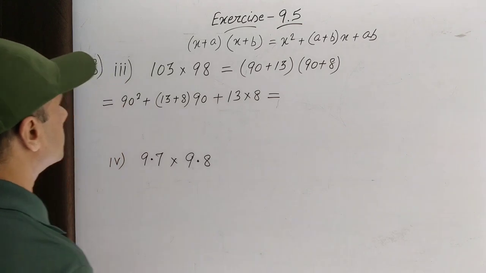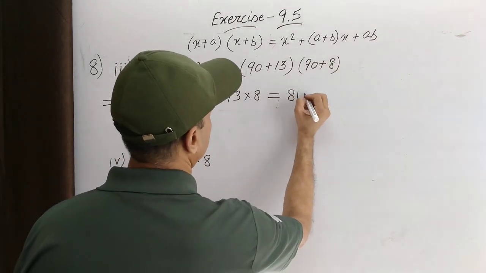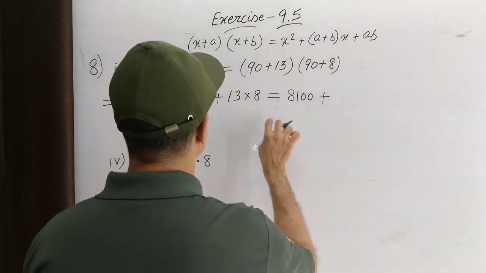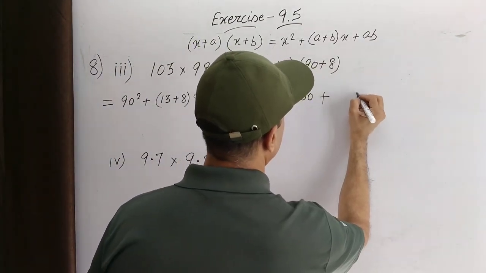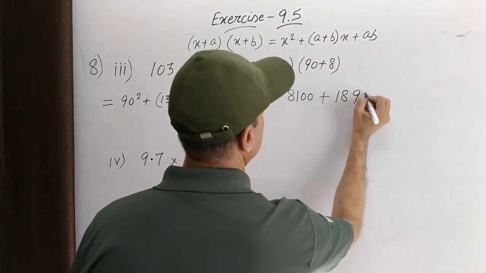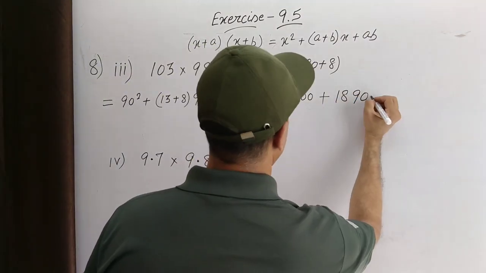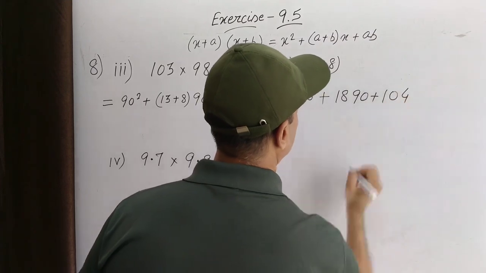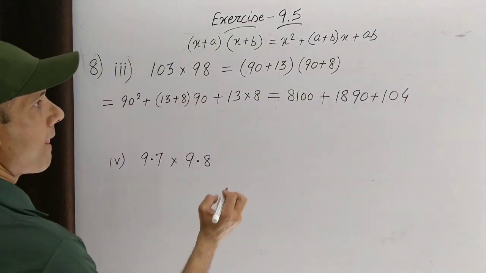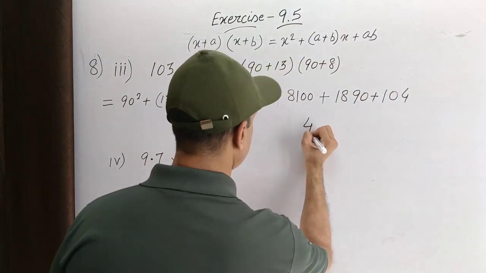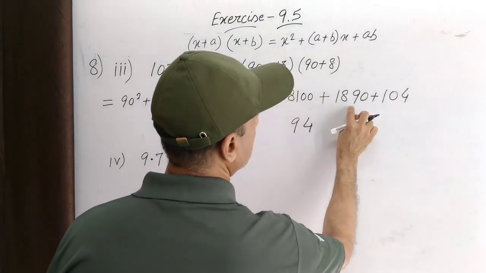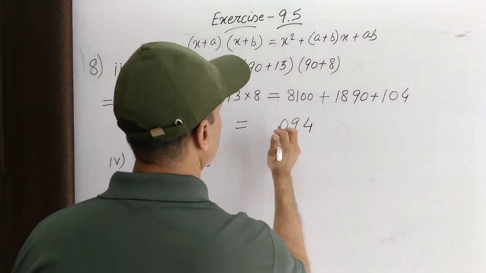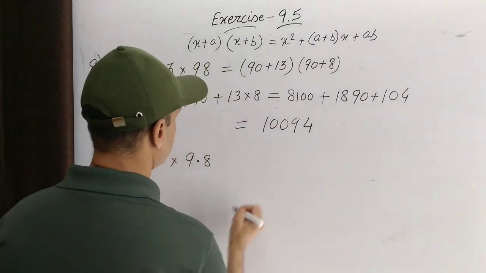So we get the result as 90 squared is 8100. 13 plus 8 is 21. So 21 into 90. So we have here 1890 and plus 13 into 8, that is 104. So we add them up. We have answer as 10,094.